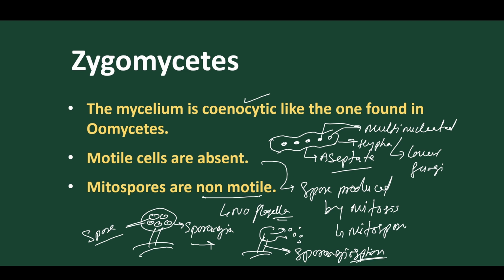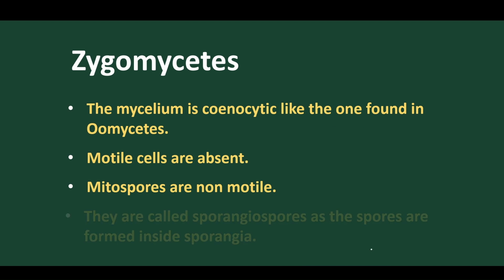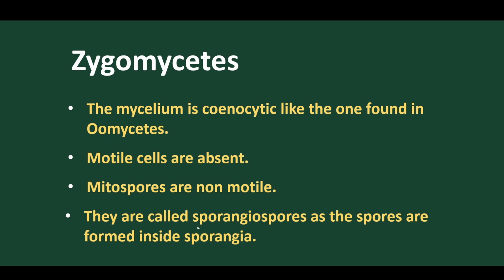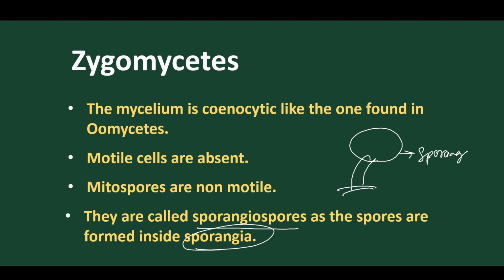The spores are formed inside the sac called the sporangium. This is the stalk and this is the sac. The sac is called sporangia. Inside we find the non-motile spores, which are called sporangiospores, and the stalk is called the sporangiophore.